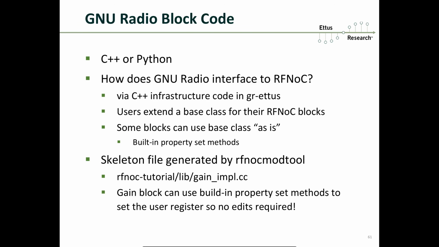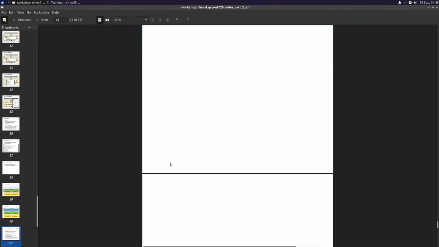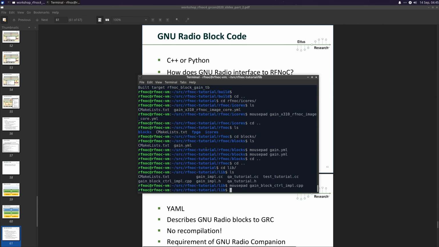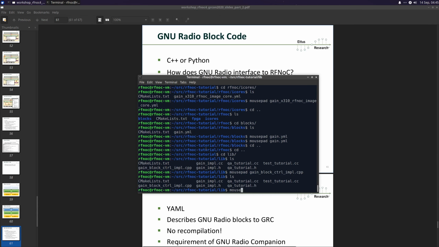As usual, rfnoc-modtool will create a skeleton file for us, but we don't need to modify it at all or really do anything with it, because we're going to use basically the RFNoC base class within gr-ettus as is, and use those built-in methods to set properties. I'll go ahead and open it up real quick so we can take a quick look here.